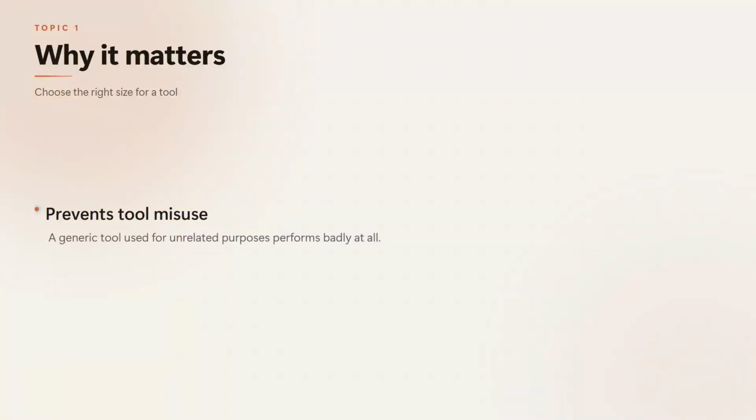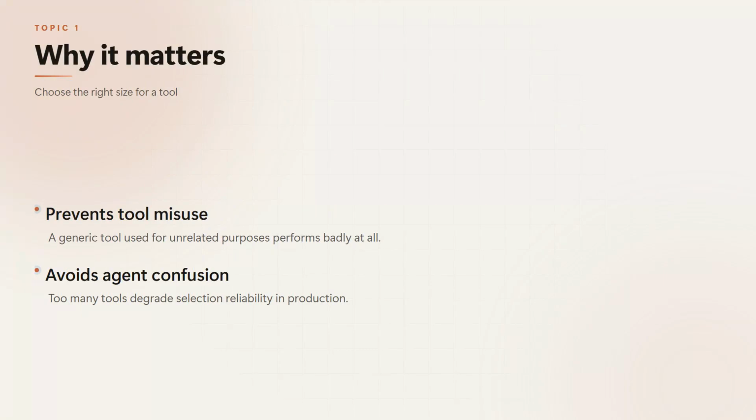This prevents two production failures. The first is a tool that performs badly at everything because it is used for unrelated purposes. Imagine a customer-facing agent where analyze documents sometimes extracts data, sometimes summarizes, and sometimes verifies claims. Because the tool's description is blurred, the model often picks the wrong mode, and the output is wrong. That costs trust and requires human intervention.